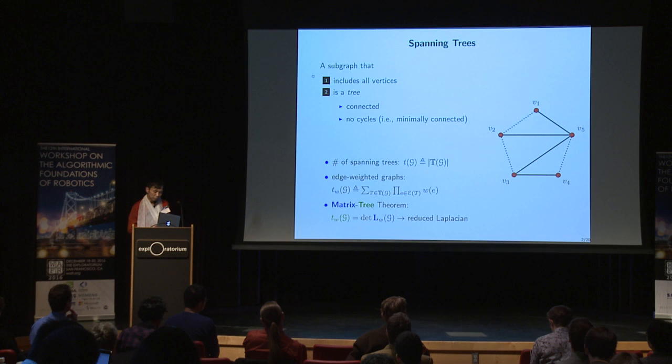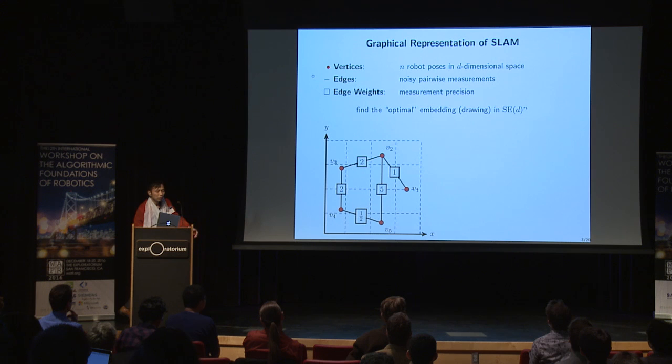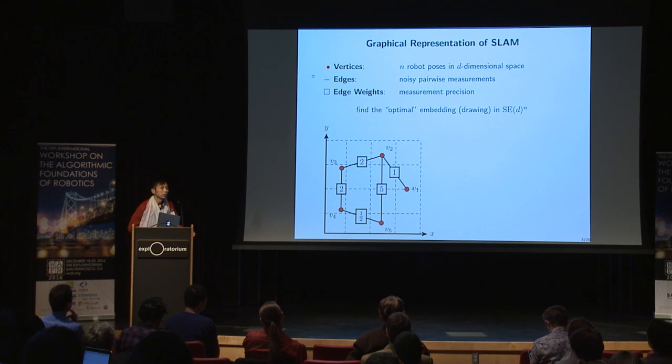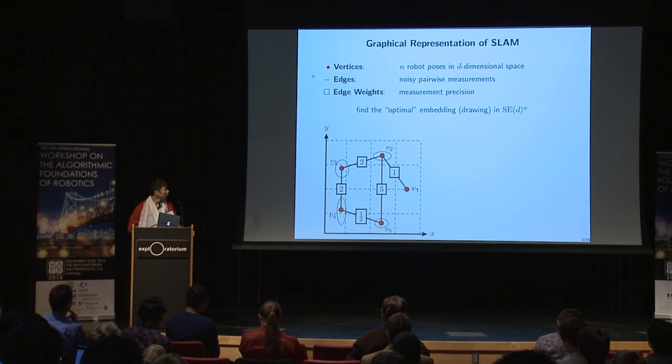So in the SLAM problem, especially pose-graph SLAM, we can easily represent it as a graph. All the nodes are the robot poses, and edges are the pairwise measurements. And the edge weights in this case can be used to represent the uncertainty of the measurements. This is an example of a SLAM pose-graph. We have V1, V2, V3, V4, V5 as all the poses, and the edges are like that. Solving SLAM means we find the configuration of the poses, and we also have uncertainties of all the pose estimation.